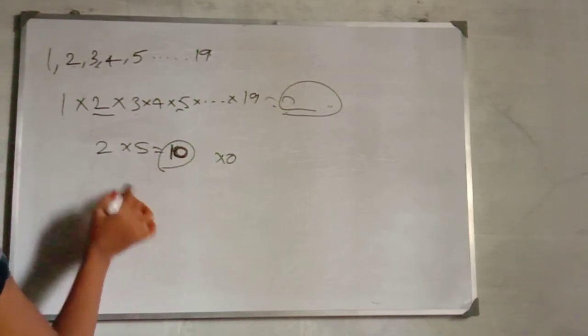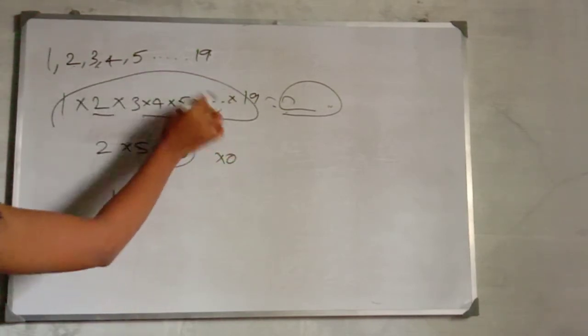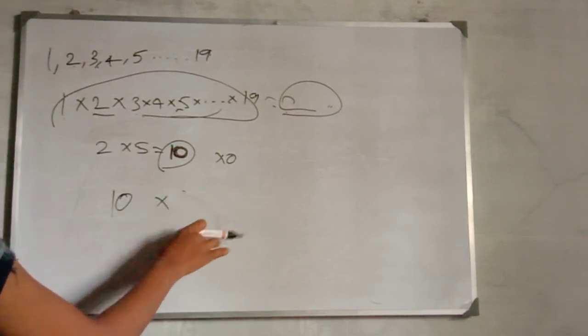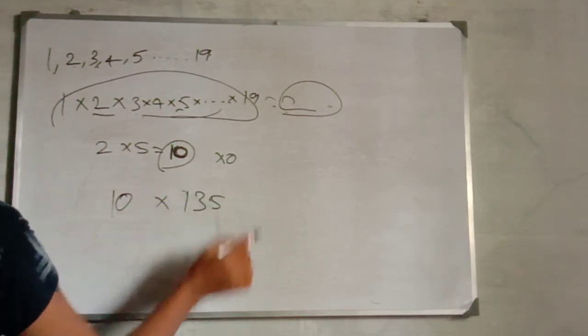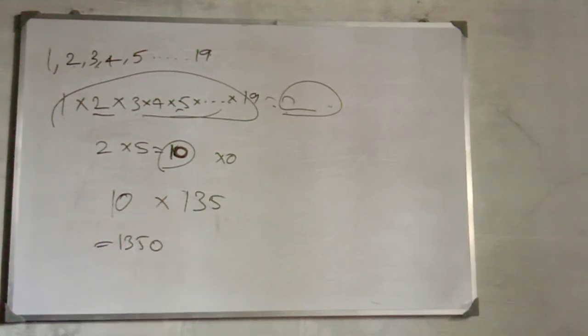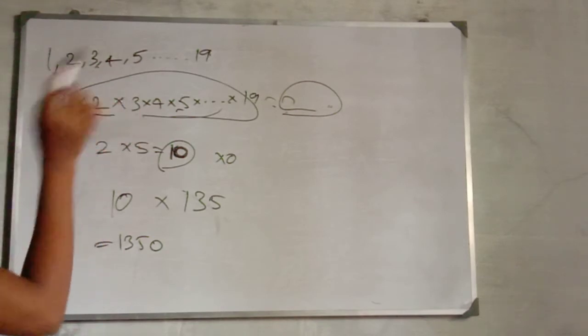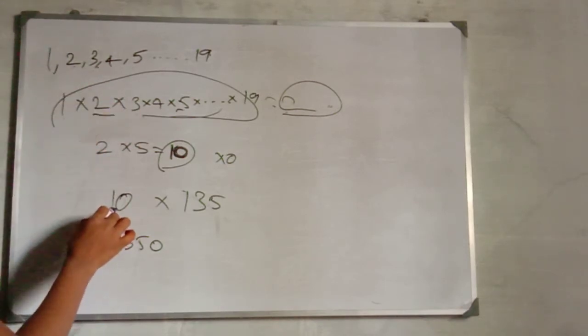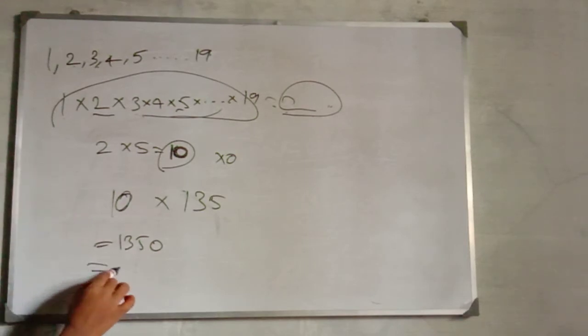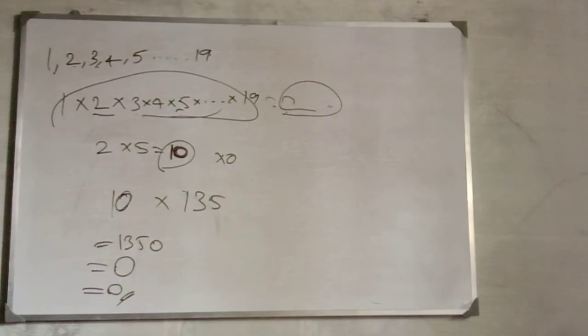For example, this product will be some number, for example 135. The answer will be 1350. So any number which is multiplied by 10, we get the unit digit of this number as 0. So the answer will be 0. Just a very simple question. Most important.